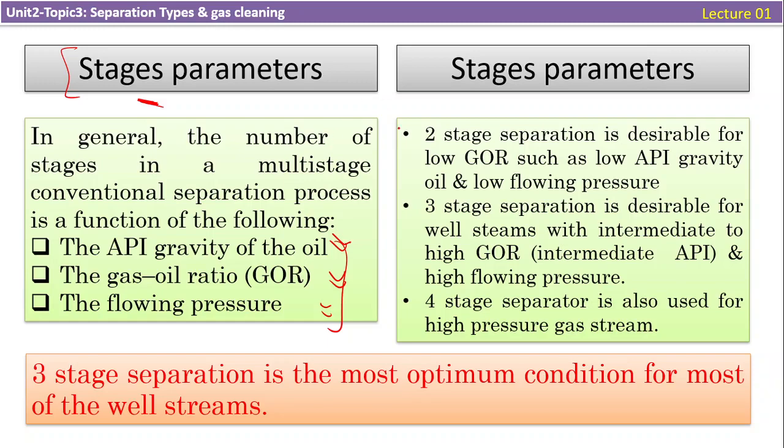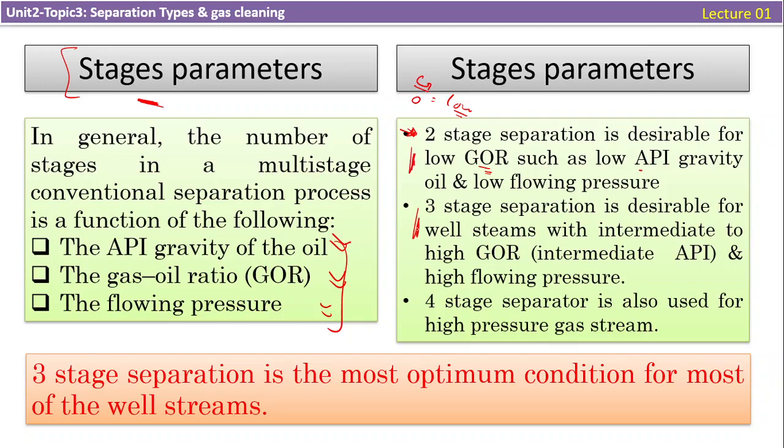If we are considering the two stage separation, it is desirable for a low gas to oil ratio. Low gas to oil ratio means the amount of gas is very low as compared to the oil, and such as the low API gravity. So obviously the low API gravity oil and the low flowing pressure. So the pressure should be low, GOR should also be low, API should also be low. Then we can go for the two stage separation.